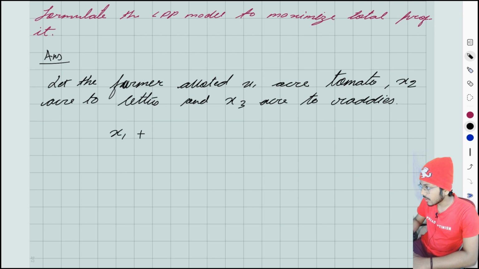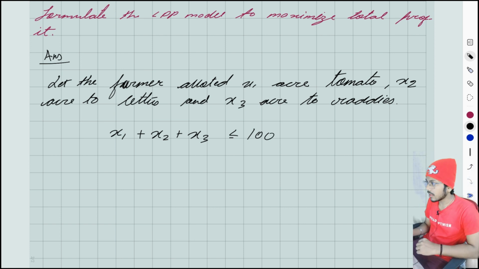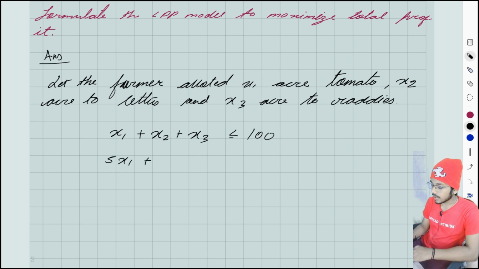Then what are the constraints? x1 plus x2 plus x3 is less than or equal to 100. That means the total land is 100 acres, so if you add these 3 things, the sum should be either 100 or less than 100. Then 5x1, that means man days. Man days is also a constraint for us. So 5x1 plus 6x2 plus 5x3 is less than or equal to 400 is another constraint for us.